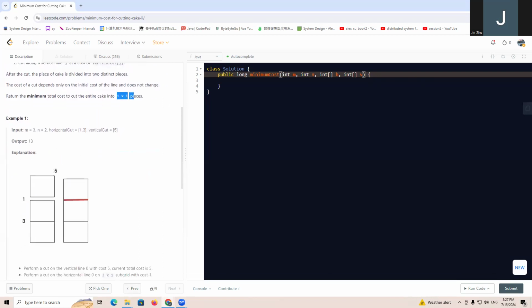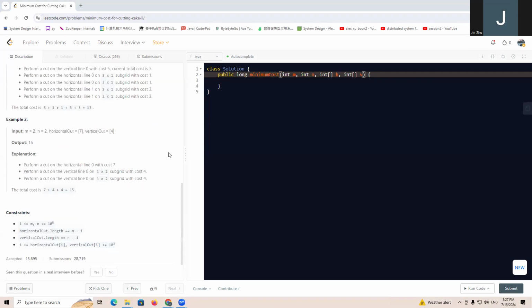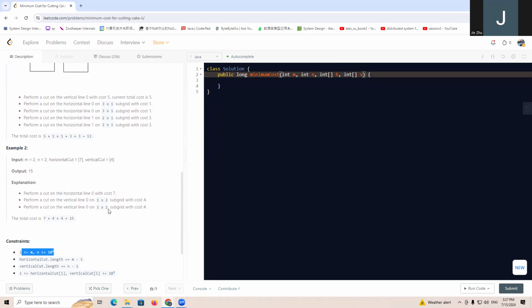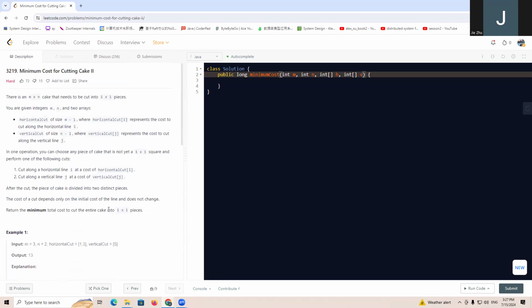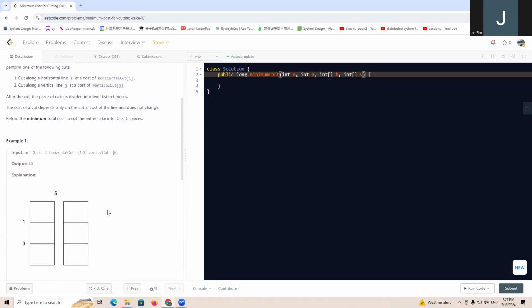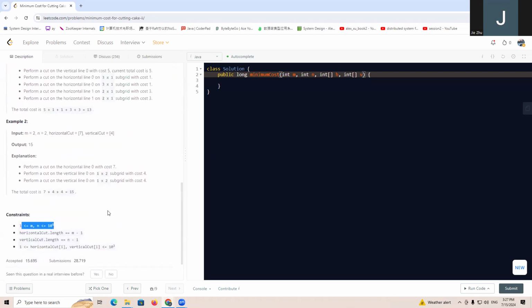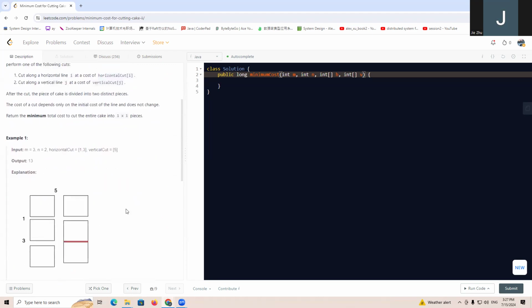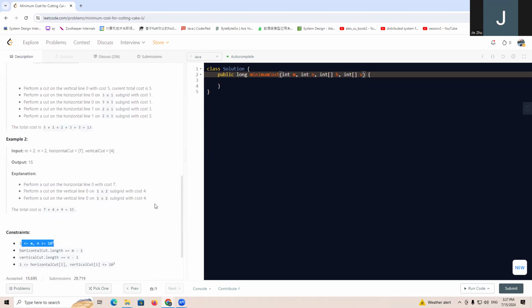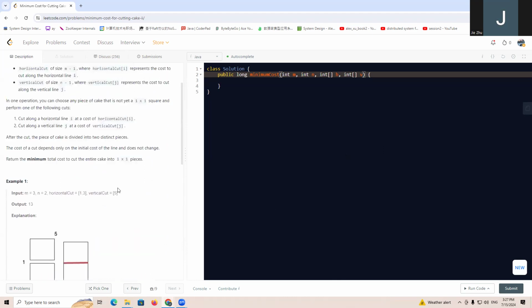So for this question, we have m multiplied by n, that is in the 10 to the power 5 range, right? So we know DFS plus memo may be out of time limit for this question. So we should have some kind of linear or n log n or m log n time complexity approach.